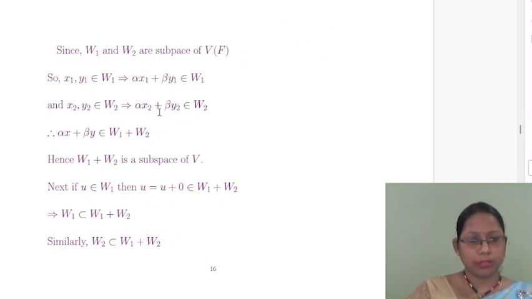I have already explained these two concepts. Therefore, alpha x plus beta y belongs to w1 plus w2. Hence, w1 plus w2 is a subspace of V.